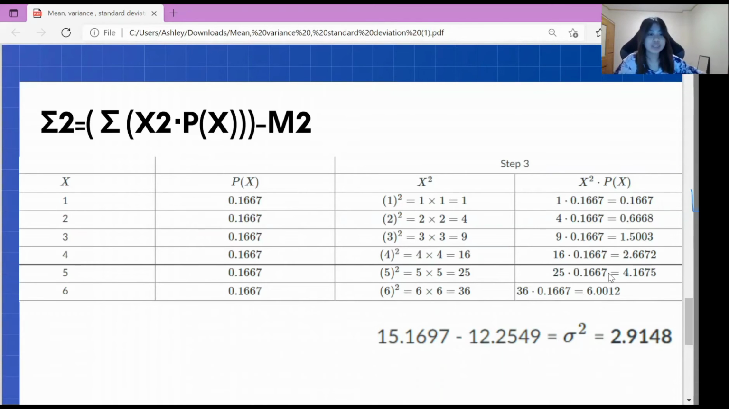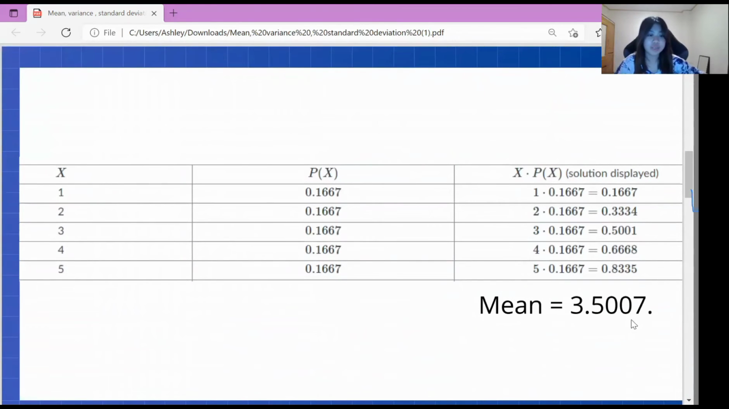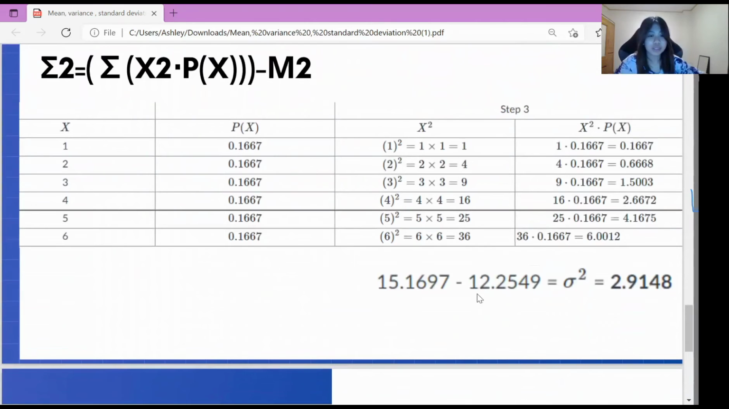Then once you get the sum of these products, we have to get the squared value of the mean. So our mean earlier was 3.5007, and it gives us the squared value, which is 12.2549. Now we have to subtract the sum of these products to the squared value of the mean.